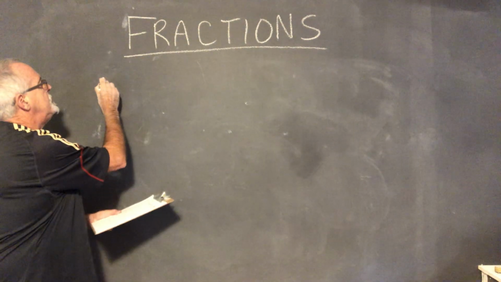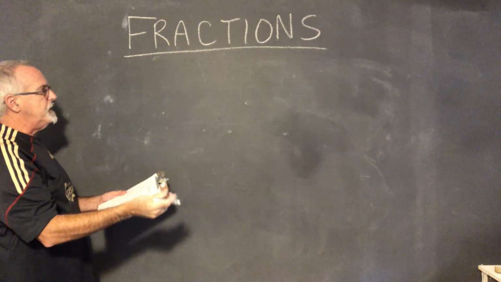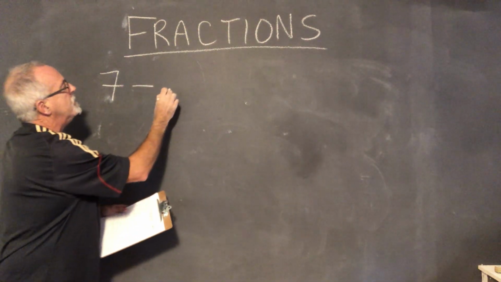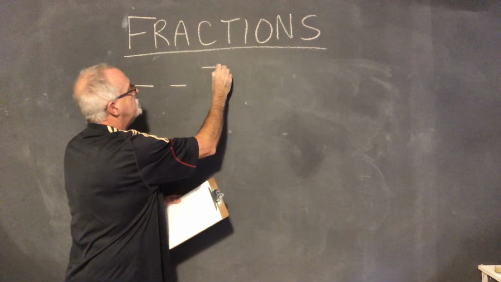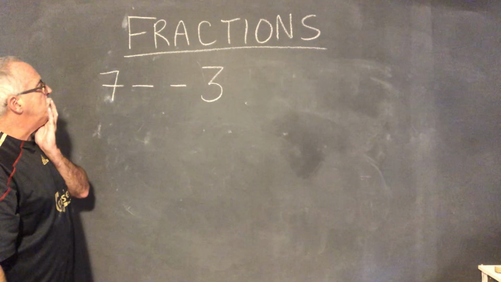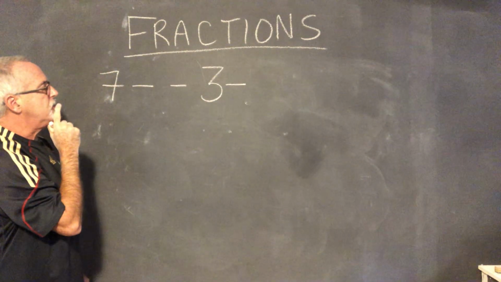Okay, let's see. I'm going to make sure that my whole numbers, that the first one's bigger. So I'm going to say 7. And then I am going to subtract something smaller than 7. So I'm going to put a 3. That's comfortably smaller than 7. This will work. And I need my fraction bars so that I can figure out what fractions to use.